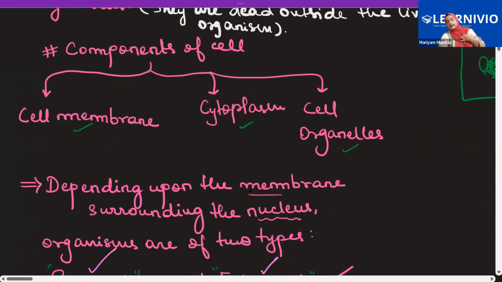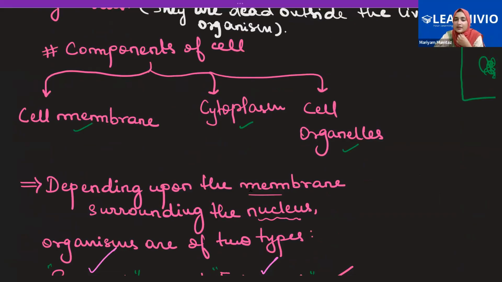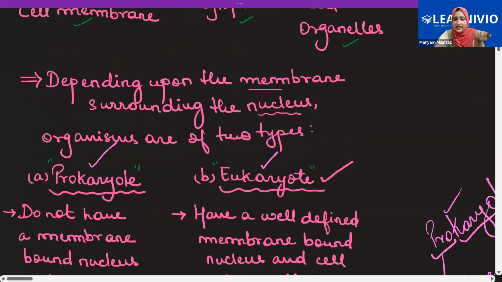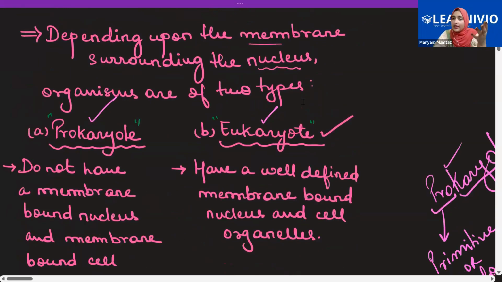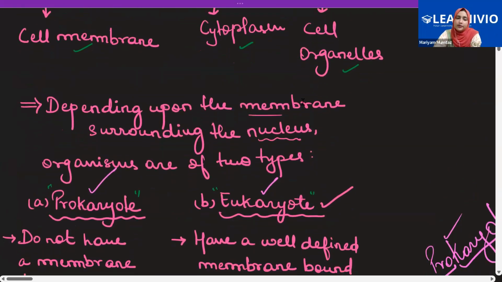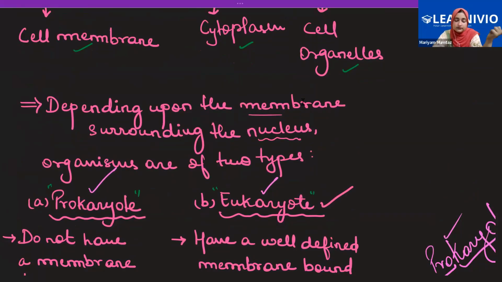Now, in a cell, there are a lot of components present, such as the cell membrane, the cell cytoplasm, cell organelles, different components, each of which we have to study. But before all of this, we have to study the two types of organisms, meaning the prokaryotes and the eukaryotes. Do you know anything about them? Prokaryotes and eukaryotes? The prokaryotic cells are not well defined, whereas the eukaryotic cells are well defined. Like they have a well defined membrane, and the other one does not have a well defined membrane.